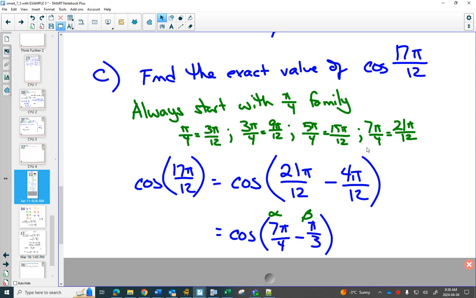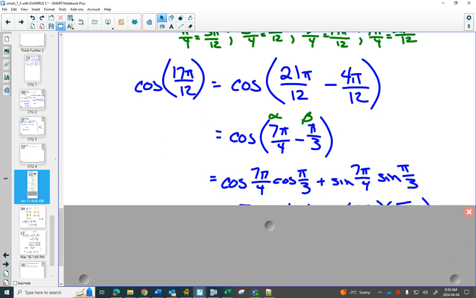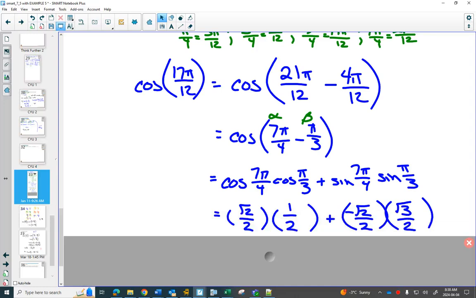And the first value is your alpha, and the second value is your beta. And then you can go directly to your formula sheet and say, what is my cos alpha minus beta formula? It's cos cos plus sine sine. And since all of these are on our pi plate, we can plug them in. Now we do have to be careful with our CAST rule.